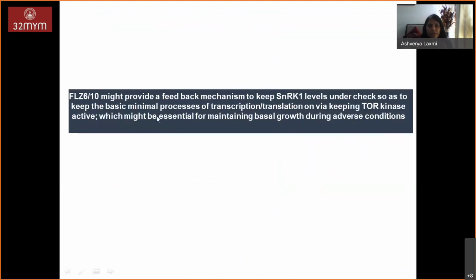So that means they are playing a role in controlling the dynamics between growth and development as well as stress responses. My hypothesis regarding FLZ6 and 10 is that they provide a feedback mechanism to keep SnRK levels under check, so as to keep the basic minimal process of transcription and translation on by keeping the TOR kinase active. And why does the plant need to do so? Because otherwise, the plants may either be killed, or once the stress is withdrawn, they would not be able to restore their growth and development.